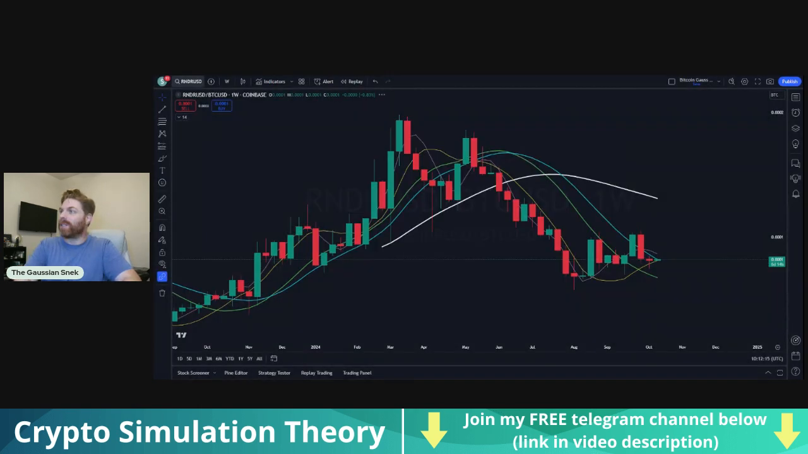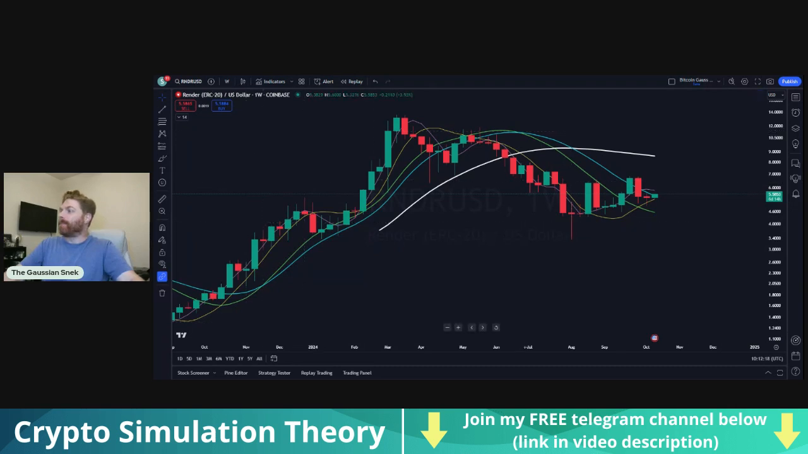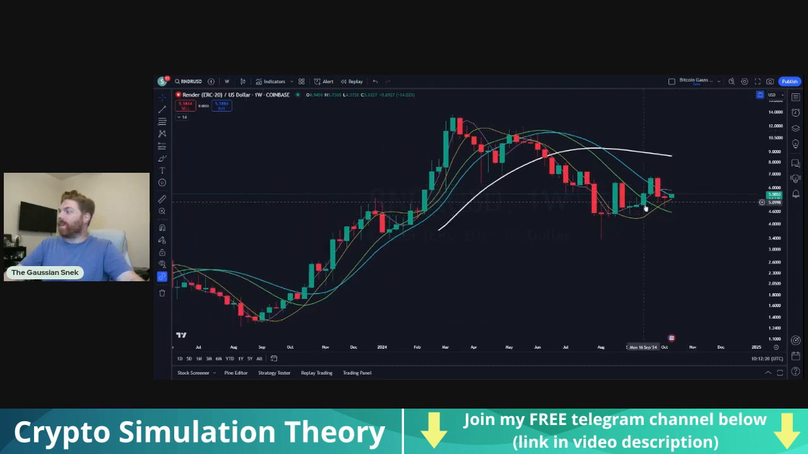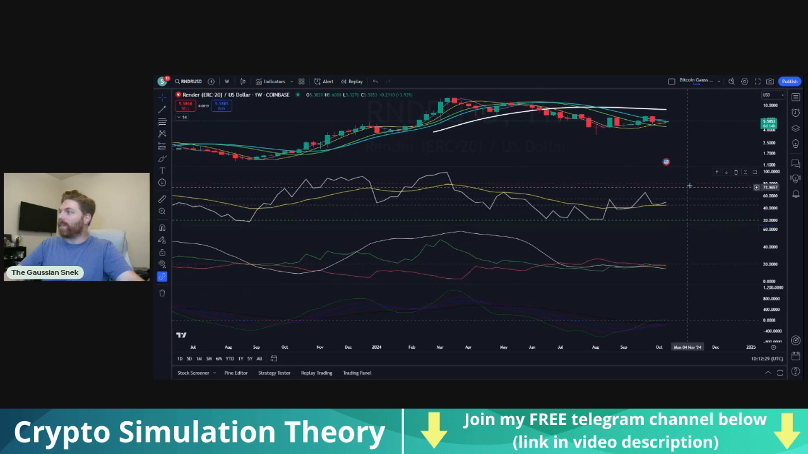Go back to Render USD. So it looks like an accumulation phase. I mean, really nothing more, nothing less. We'll have to see if you can get a break here. I mean, it has been kind of in a nice little uptrend. Let's get some other indicators.